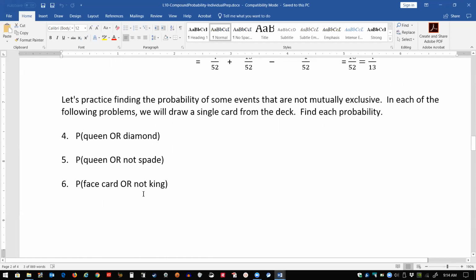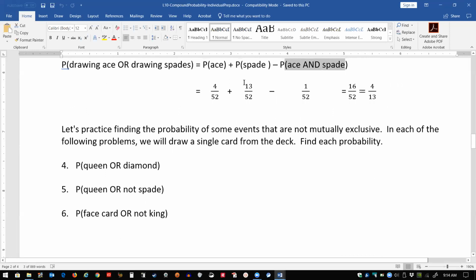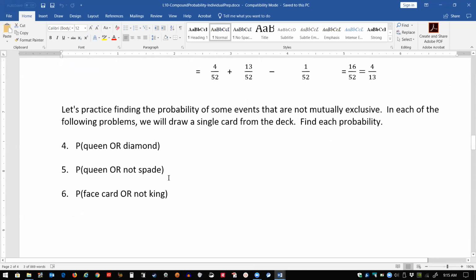All right, so now with that example in mind, here's 3 more events that are not mutually exclusive, just to practice your skills. Again, use that example that we did together as a guide, and go ahead and fill out these other ones. So just pause your video, work through these.